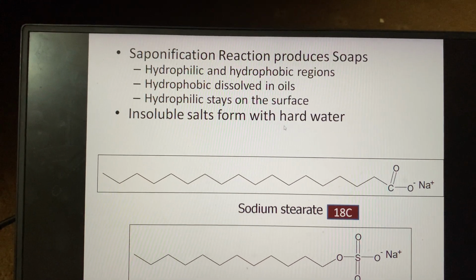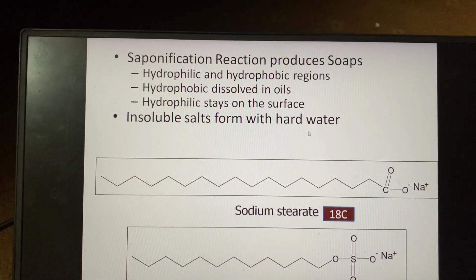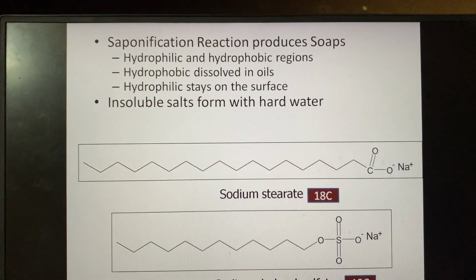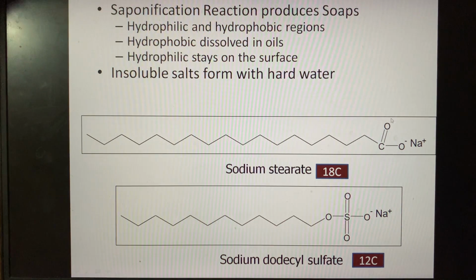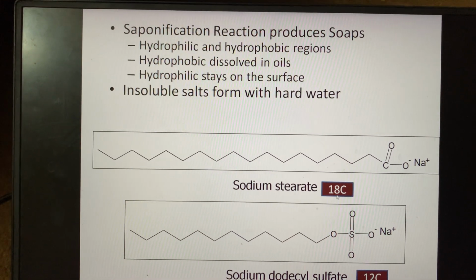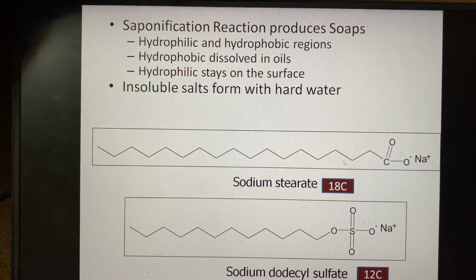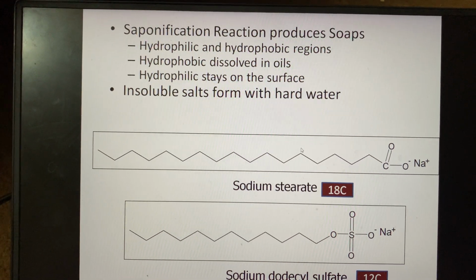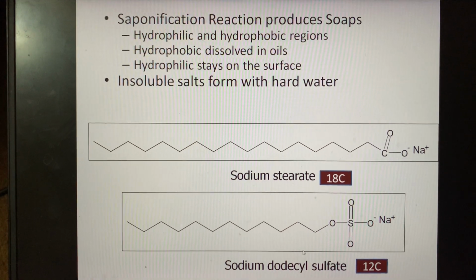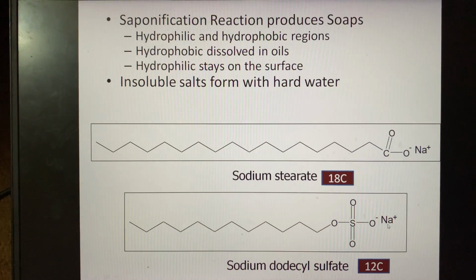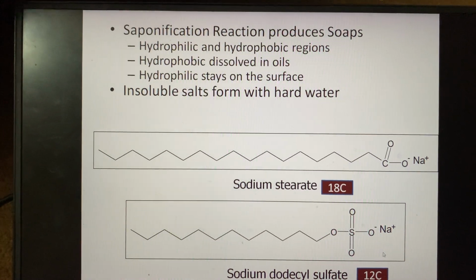Insoluble salts form with hard water. When there is hard water, the insoluble salts settle at the surface with the sodium. They are produced. This is sodium stearate, which is an 18 carbon bearing saturated structure, and sodium dodecyl sulfate is a 12 carbon bearing saturated sodium salt.